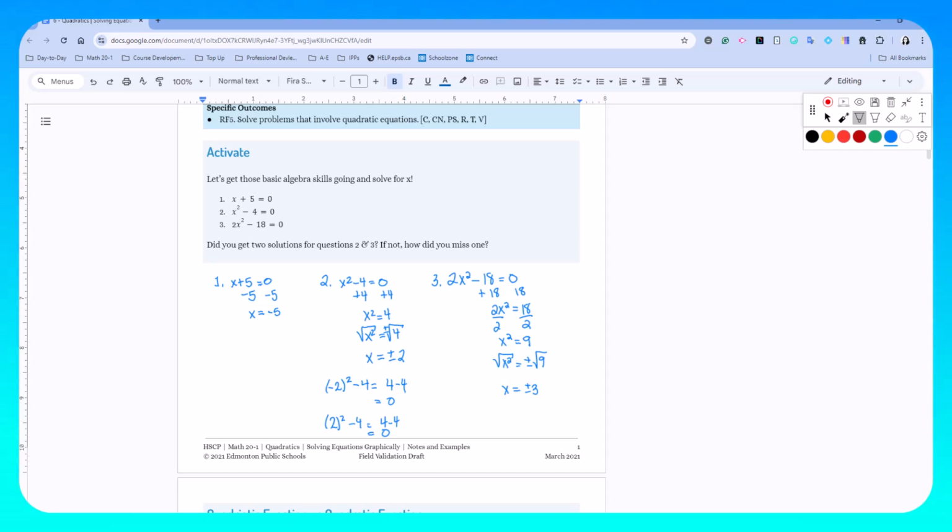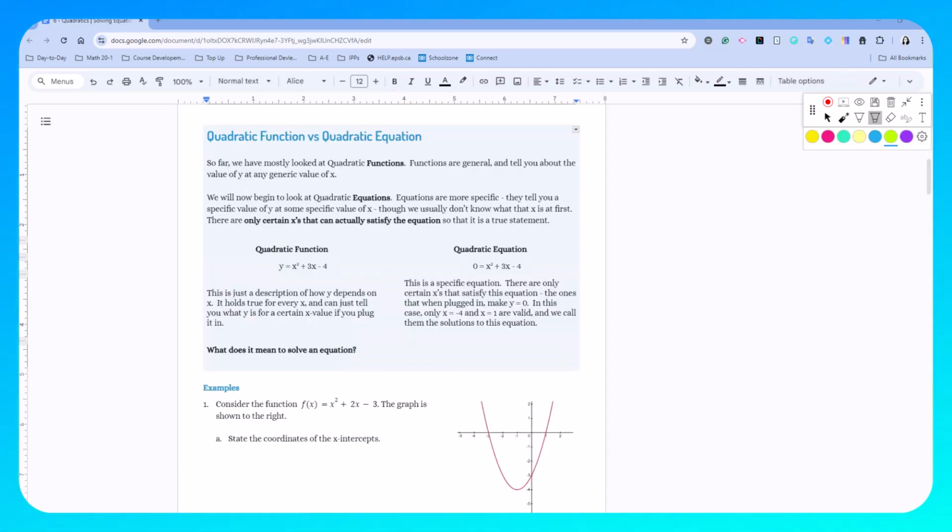So let's keep going. Let's look at quadratic function versus quadratic equation. Now, so far, what we've actually been doing is we've been looking at quadratic functions. And a quadratic function, or any function, is generally a rule. It tells us what happens to an input value x to get that output value. So it's the rule of what happens to x when you put it in to spit out the output.